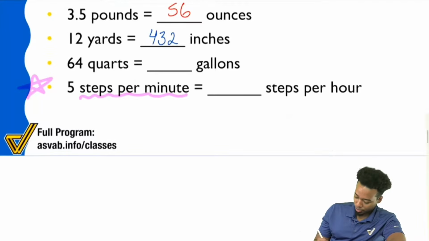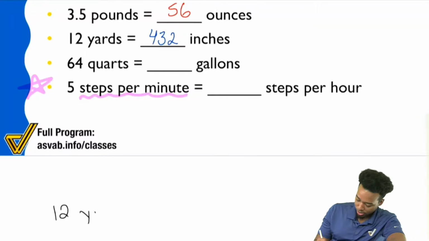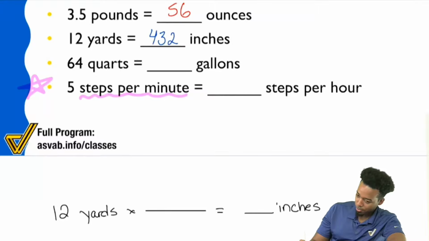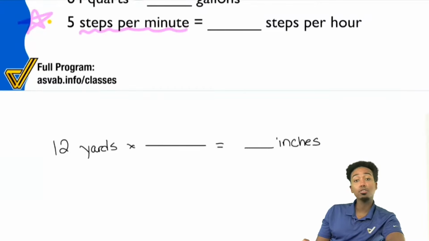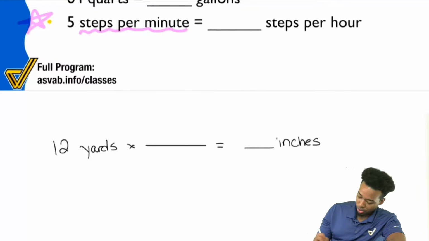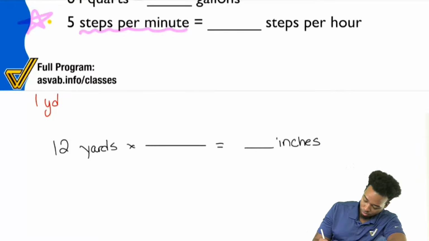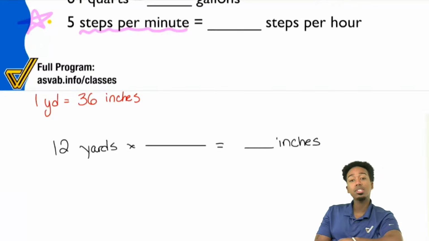So everyone, quick question. There's two ways we can really look at this. One is knowing the direct conversion rate. So here, 12 yards times what gives you the number of inches. Let me just set this up right here. And so here's the conversion rate from yards to inches, everybody. 1 yard equals 36 inches. Okay? 1 yard equals 36 inches.